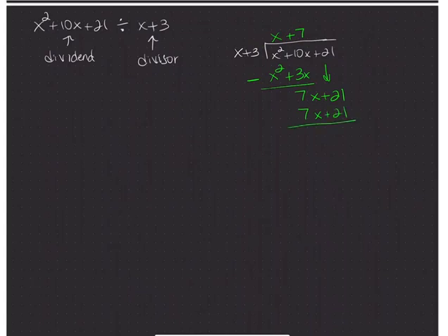When we're doing long division, we subtract. 7x minus 7x is 0. 21 minus 21 is going to give us 0. So we don't have a remainder, right? So our quotient, our answer, is going to be x plus 7. If you wanted to check this, x plus 7 times x plus 3, guess what that's going to equal? It's going to equal your dividend, x squared plus 10x plus 21.